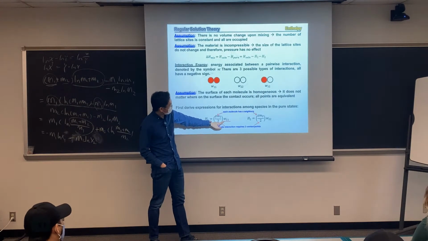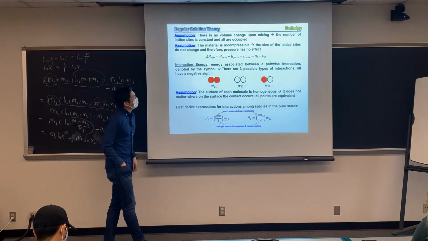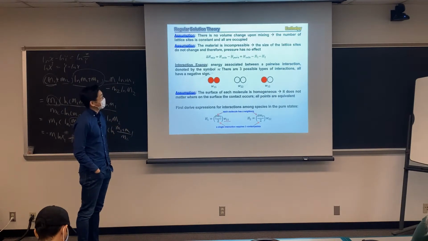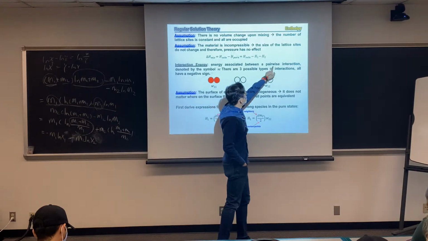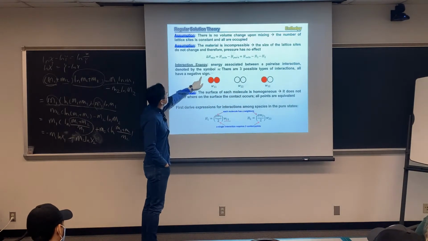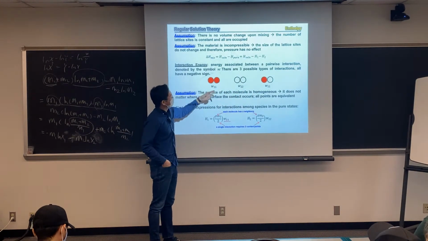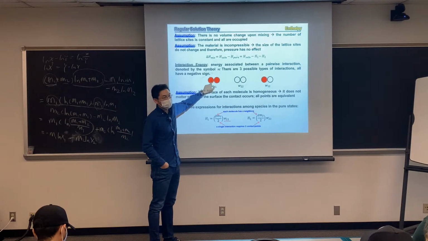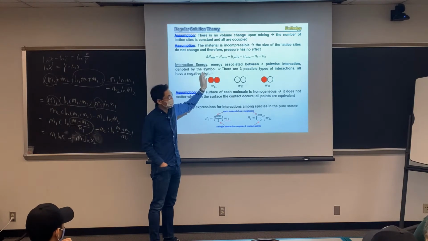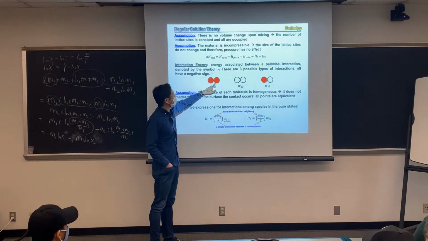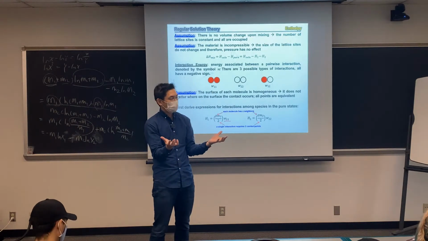This W11 is the interaction parameter, the interaction energy. It is the energy associated with a pairwise interaction between two molecules. If I put in a red molecule, there is a certain interaction. As I mentioned in the last slide, there could be Lennard-Jones interaction or dipole moment interaction, but let's generalize.